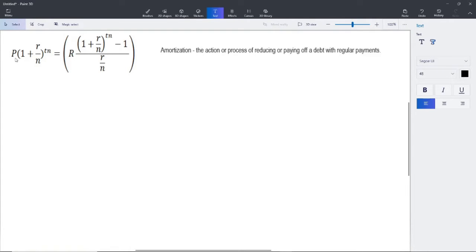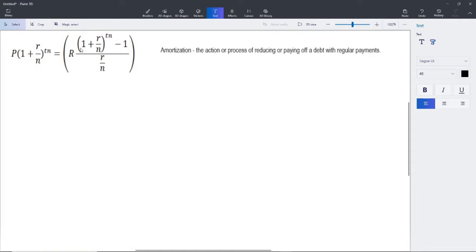So first we have P times (1 plus r over n) to the nt. We've seen this before. We use this for compound interest. Now in this case, P is going to be the amount we're borrowing. There's usually two money amounts here. It's either P or R. R never changes. R is the payments that you're making. So P usually ends up being the total value, sometimes called the future value as well. P would typically be bigger than R.